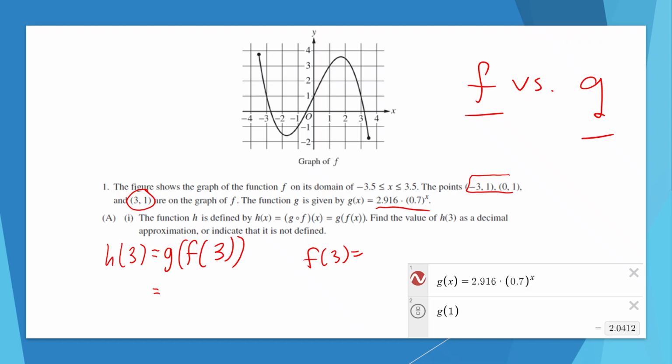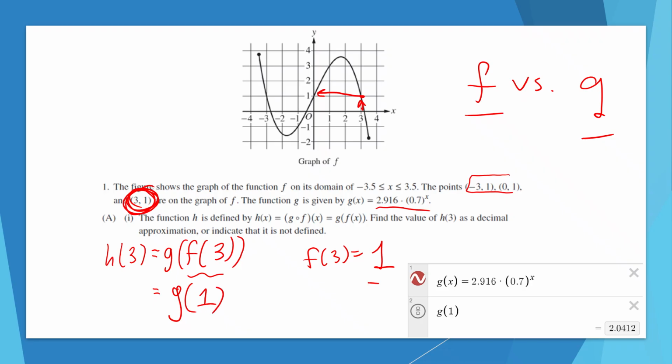Here, f of 3 is going to be what is your output when x is 3? That's going to be 1. We also know that from this point here, (3, 1). So this is 1. And so I'm going to replace that whole inside with just the number 1.